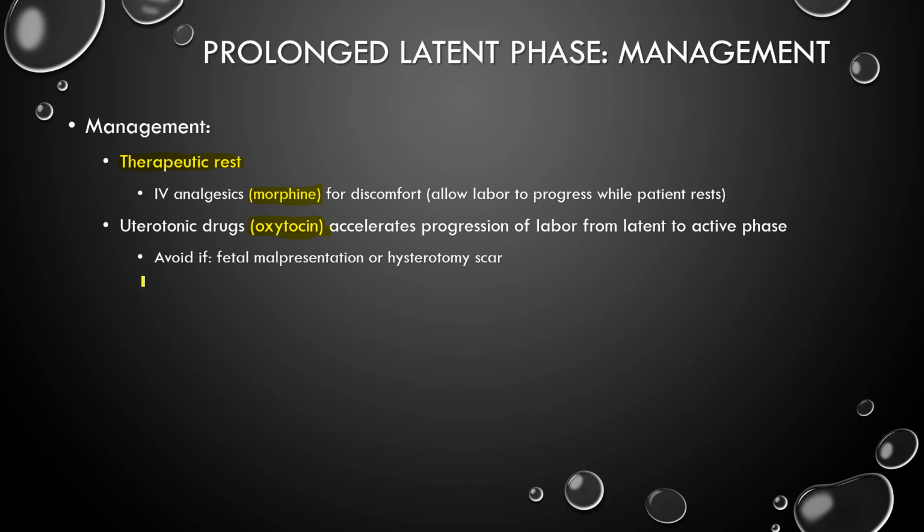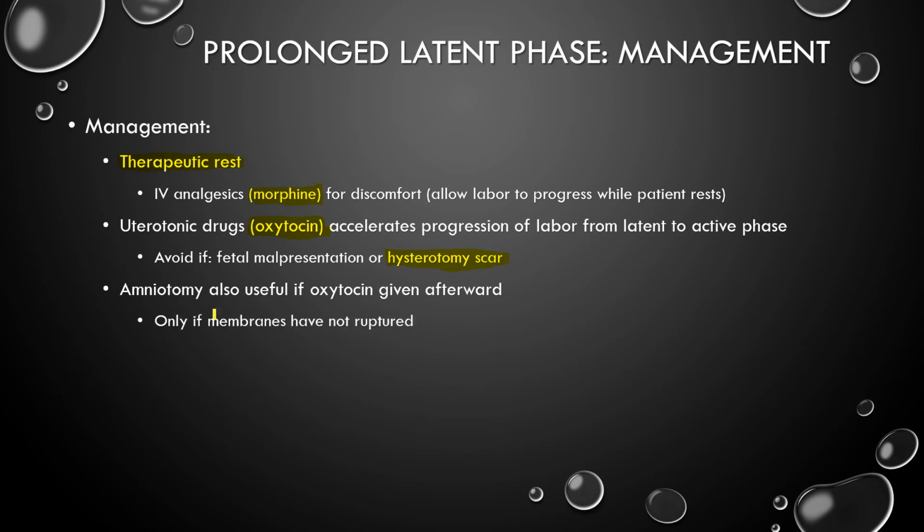One time you avoid oxytocin is if there's some reason not to give it. Fetal malpresentation: if the fetus is in breech position or some other abnormal position, you don't want to give oxytocin because you'll push the baby even further into the abnormal position and cause problems. Or a hysterotomy scar: if there's a previous C-section or uterine surgery, you have to be careful giving oxytocin because that could cause a uterine rupture, and that could be very, very bad for the mom and the baby. So be careful when you're giving oxytocin in these situations.